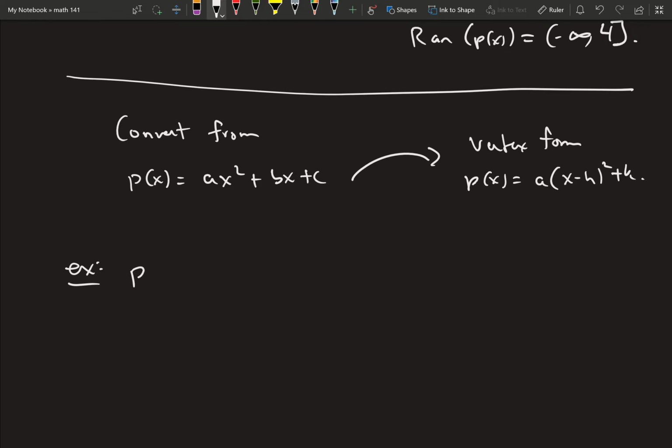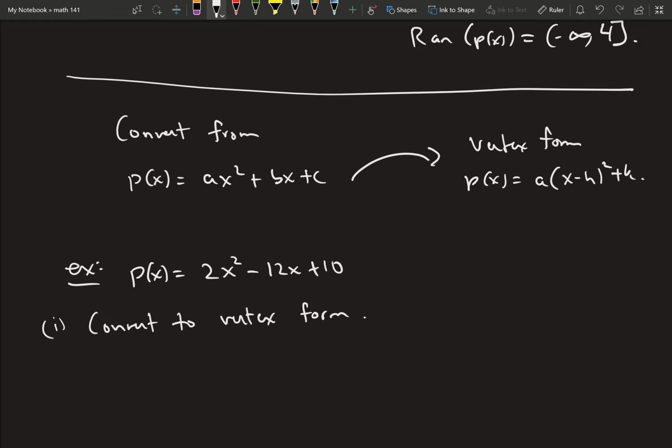So let's say p of x is 2x squared minus 12x plus 10. And let's just say we want to convert to vertex form. And maybe once we're there, we'll see if we want to do the domain and the range and all that stuff. But let's just start with doing the vertex form.